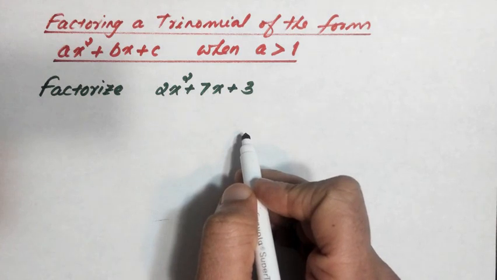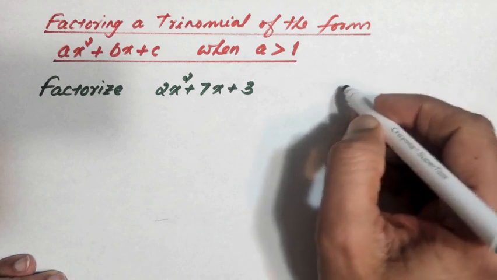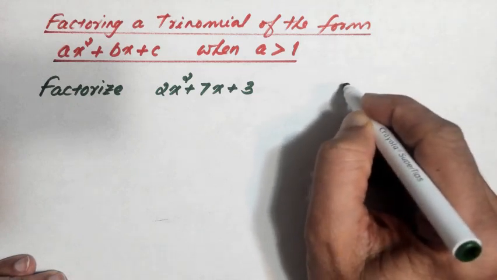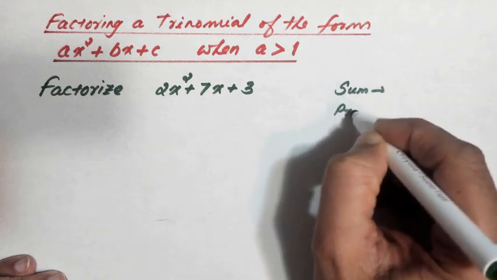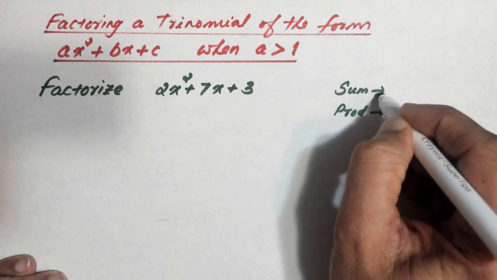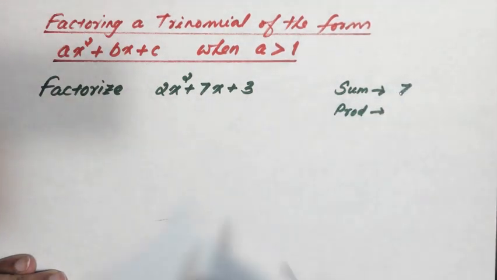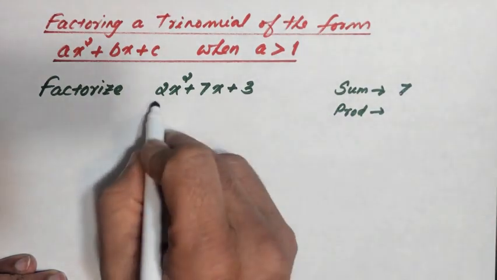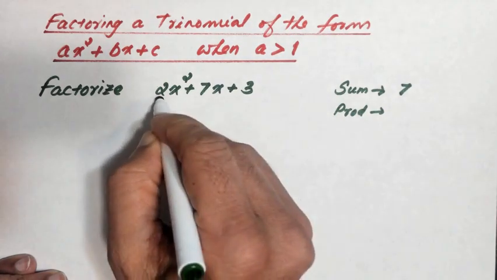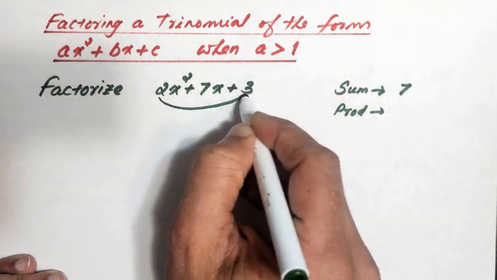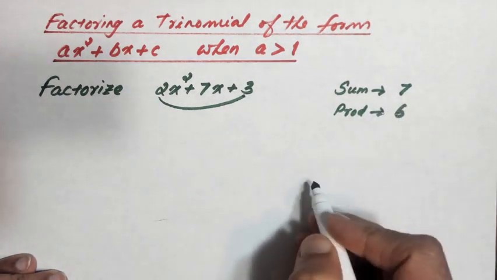The steps are a little bit different, but we still need to look for the sum and the product. The sum is definitely the middle term, which is 7. But the product is not the last term, because the leading coefficient is not 1. So you need to take this 2 and multiply it by that 3. So 2 times 3 is 6. So the product is 6.